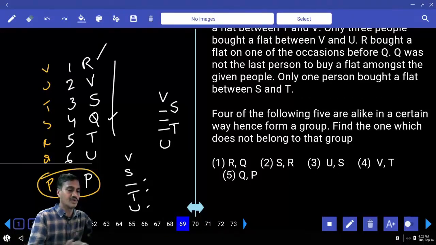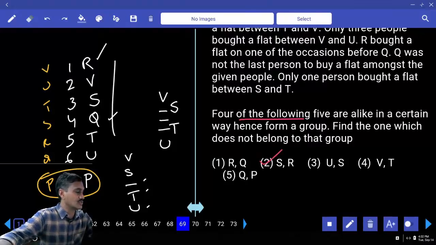And 4 out of the following is nothing but an odd man out. R and Q, there are 2 persons. S and R, there is 1 person. U and S, there are 2 persons. V and T, 2 persons. And Q and P, 2 persons. Then what is your answer? S and R, except in choice 2. And in the remaining choices, there are exactly 2 persons who buy a flat between these 2 persons.